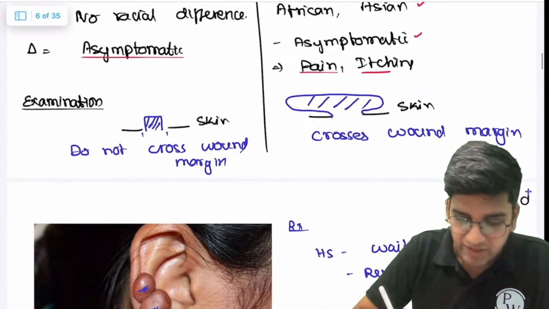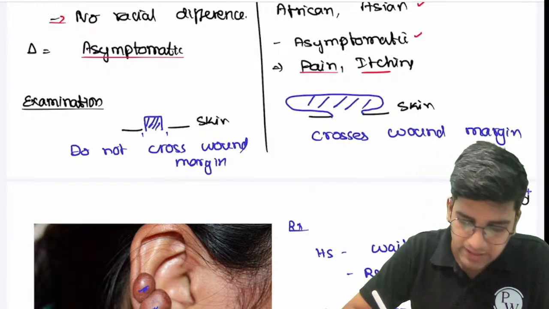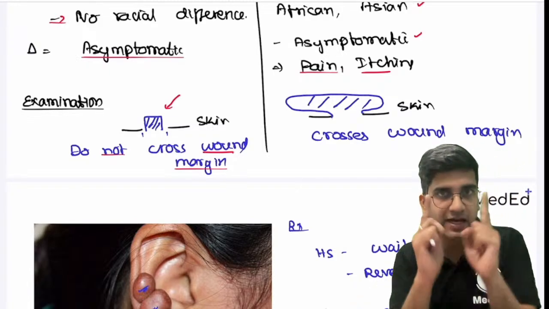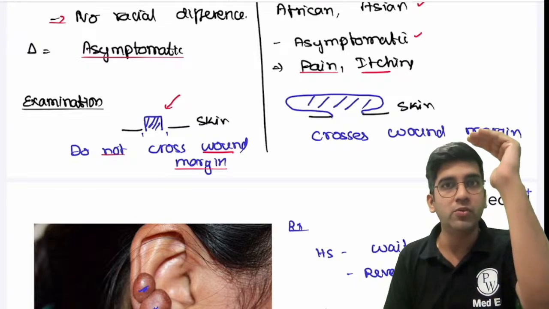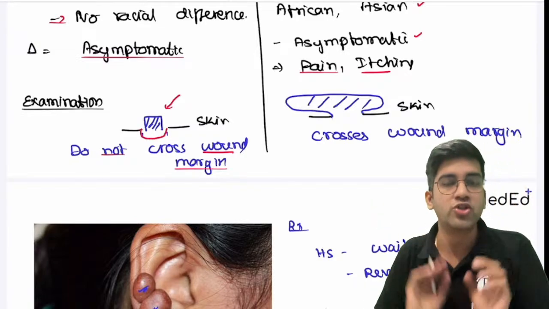Simple again. If I have an injury, again this black part is an injury, and hypertrophic scar will never cross the wound margin. I have a margin of the wound, this is the margin. It cannot go beyond the wound margin. It can go above, but not sideways, right? So this is the wound margin. It can never cross the wound margin.